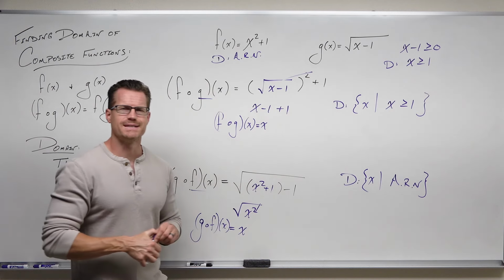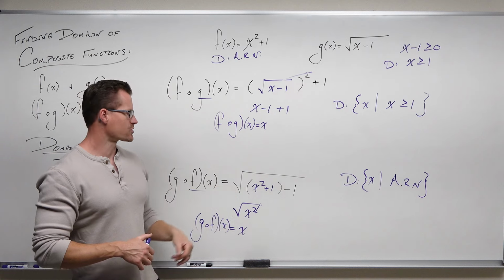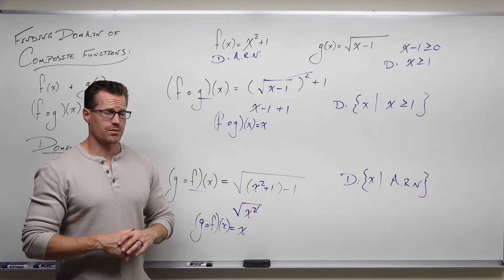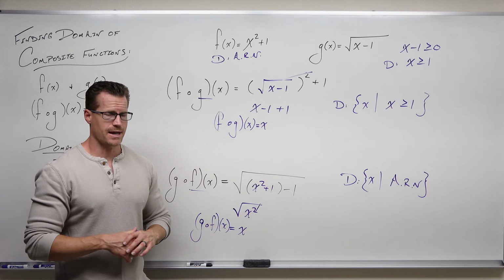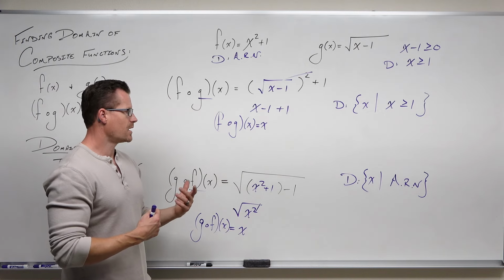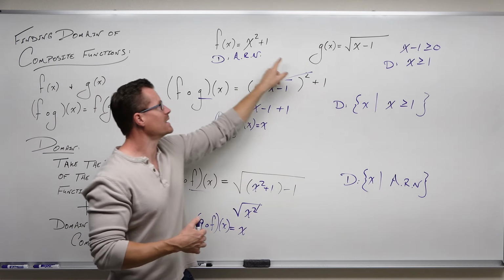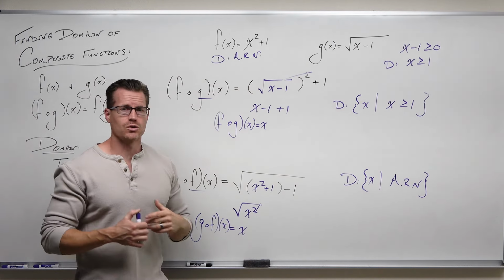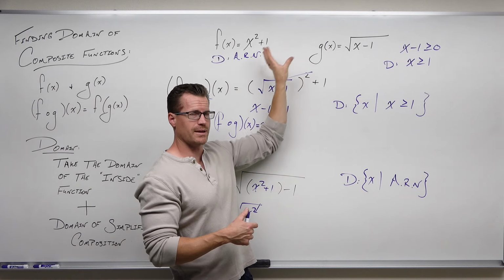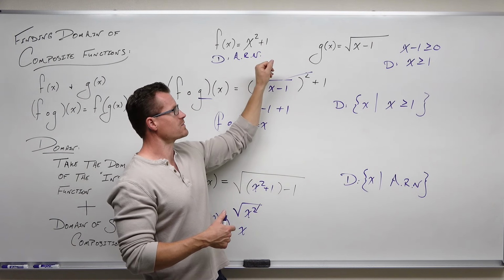Now why are they different? Why is that domain restricted and this domain is not restricted? The answer is because when we take a look at what f of x does, take any number and plug it in. You're going to get 1 or more. Plug in anything, you're going to get 1 or more. That's your output, right? That's the range of this. So the range of this is 1 or more.